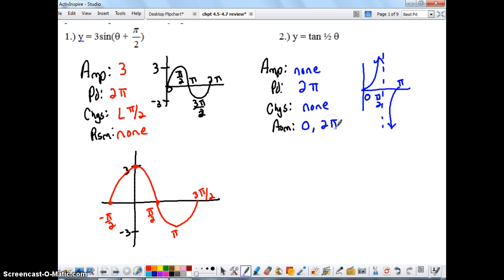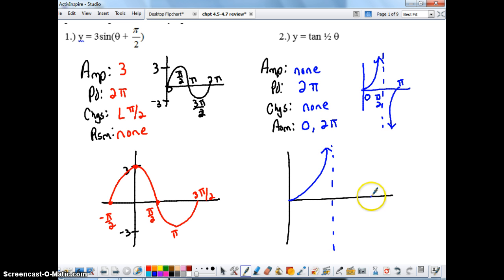pi. So when I graph this, what I'm really doing is I'm taking that graph and I'm stretching it out. All right, so my graph really just gets stretched out across 2 pi instead of 1 pi. So this is 2 pi, this is pi, that's 0. And that was my final answer for number 2.